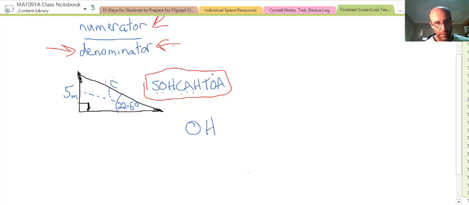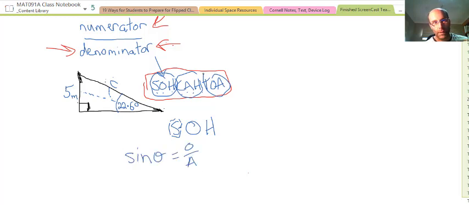So which of the three trig ratios involve opposite and hypotenuse? The answer is this one, SOH. So because we have opposite over hypotenuse, we're going to use S, which is sine theta. Sine theta is opposite over hypotenuse, so in this case we've got sine of 22.6 degrees is 5 over C.